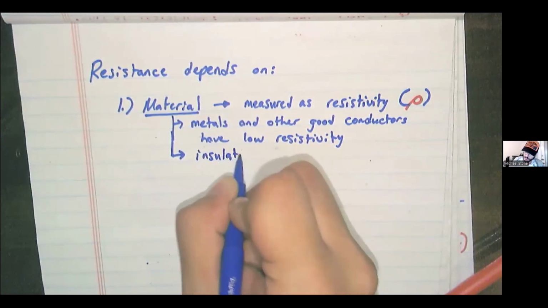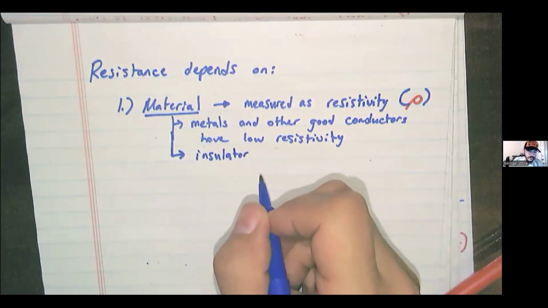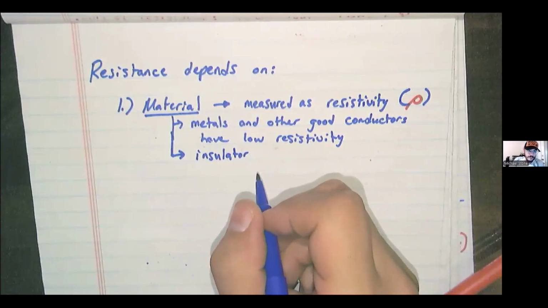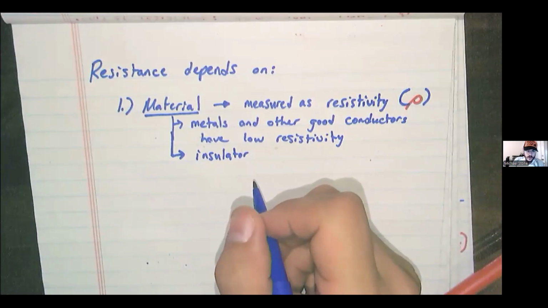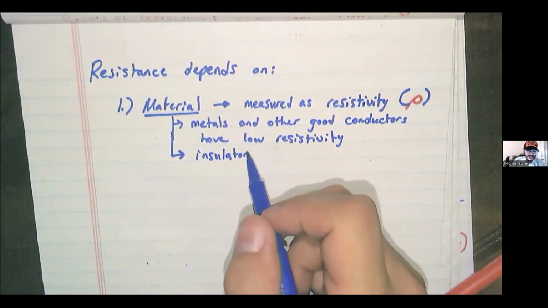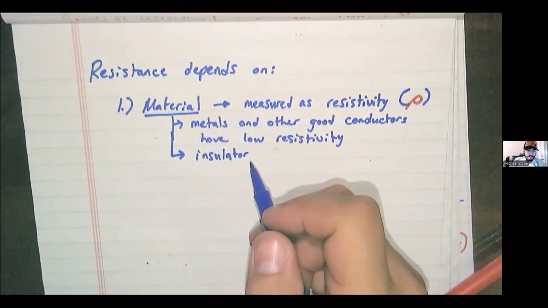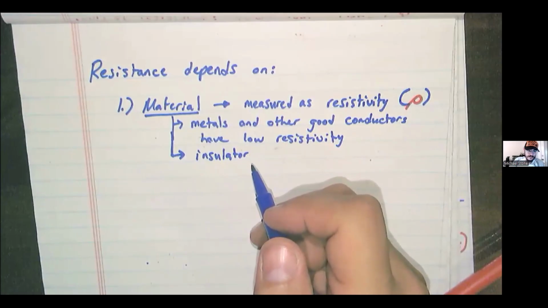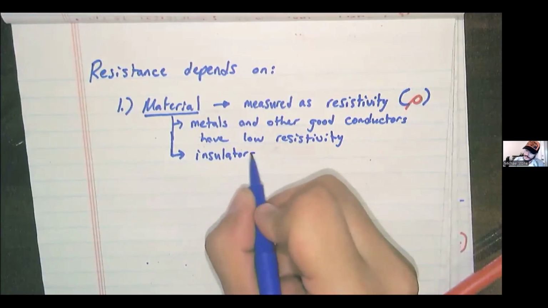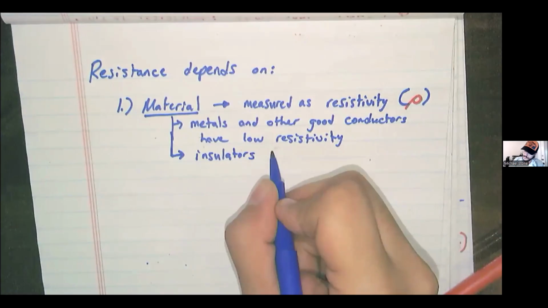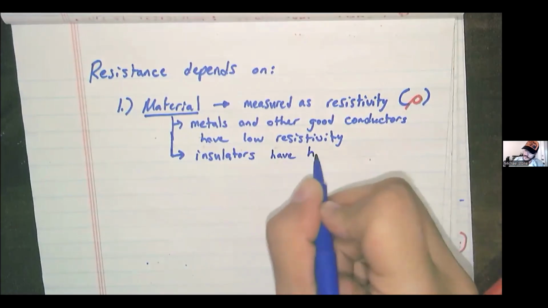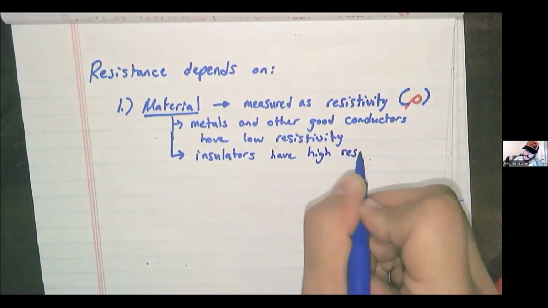So insulators like rubber, cloth, air, water that doesn't have stuff dissolved in it. Salt water is an okay conductor. It's not great, but it's okay. But pure water is a terrible conductor. Insulators have high resistivity.